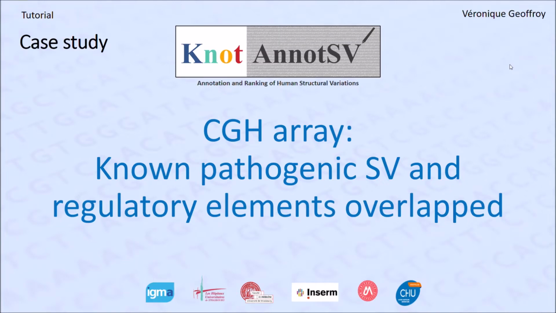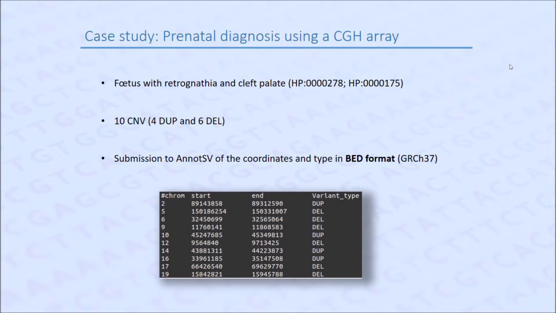Hello everybody! Today we are going to focus on the results from a CGH array with non-pathogenic SV and regulatory elements overlapped. So let's focus on this case study with a prenatal diagnosis using a CGH array. This study was performed on a fetus with retrognathia and cleft palate. These symptoms can be standardized with two HPO terms, as you can see here.